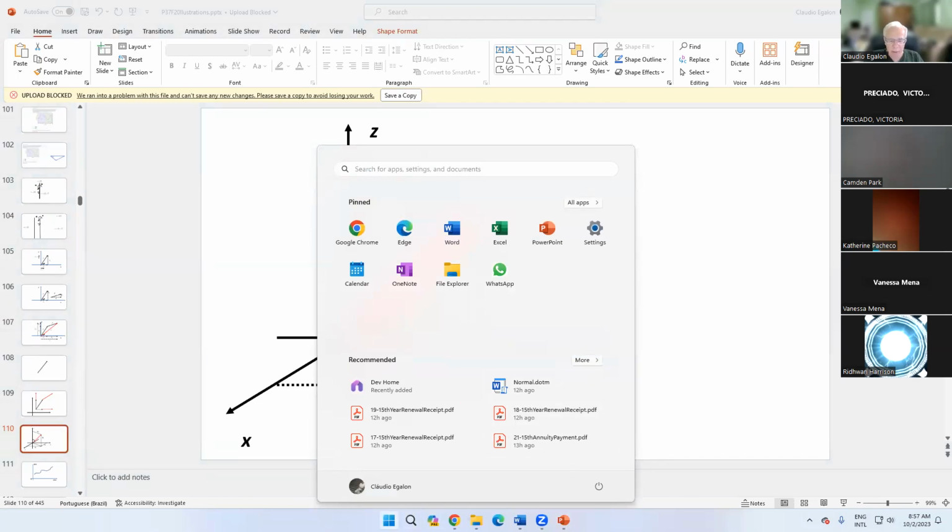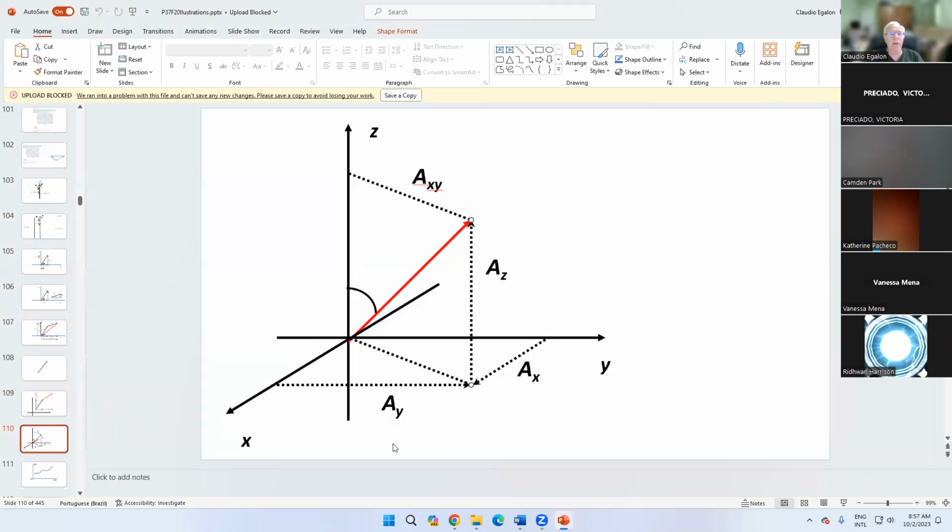Let me give you an example of the three-dimensional. Here you go. Here's a drawing of a three-dimensional vector plotted in the three-dimensional space. That's something that everybody can draw. Let's see.